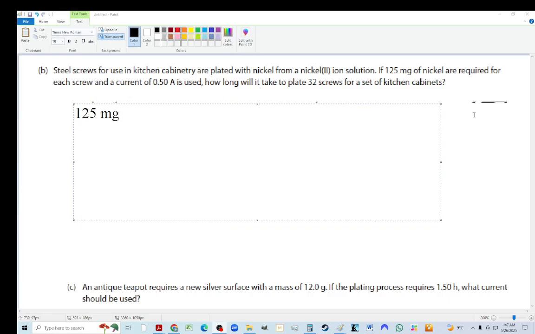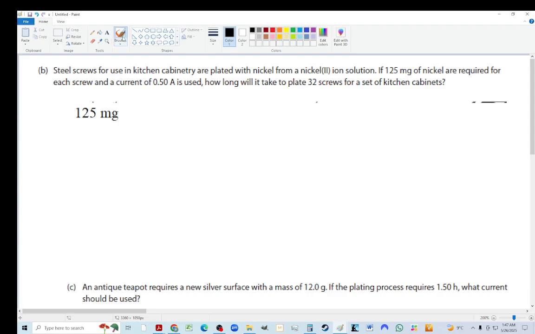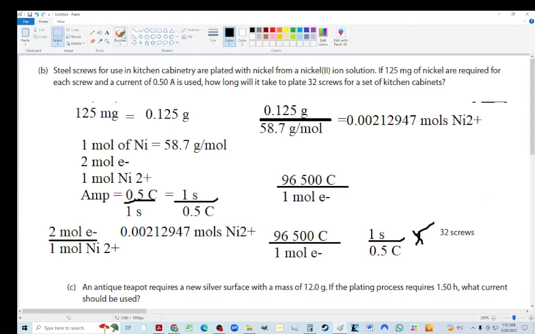Oh, found my problem. Sorry. This is milligrams. So my answer probably should have been divided by 1,000, but I'll verify the math here. Yeah, so this is the equation here. So yeah, I just had to divide it by 1,000. So it's 2 times this, because you want the moles of nickel to cancel out, the moles of electrons to cancel out, you want the coulombs to cancel out, and you're left with seconds. Then you have to multiply it by 32 screws. And here's what we get.